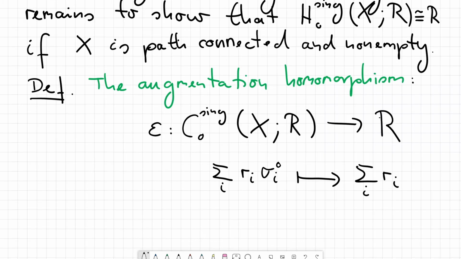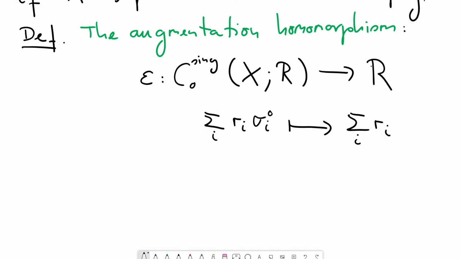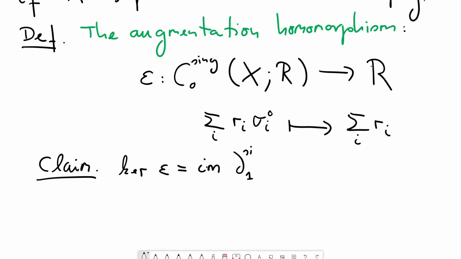So let me formulate this as a claim. The claim is that the kernel of epsilon is equal to the image of the first singular chain boundary homomorphism. Yeah? So this is precisely what exactness should mean for the augmented chain complex, exactness at 0. Okay, and now I say this is precisely what we need to prove here. So why is that? So why are we done when we have proven this claim?